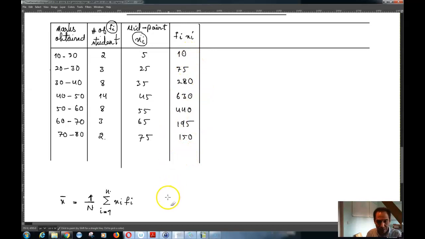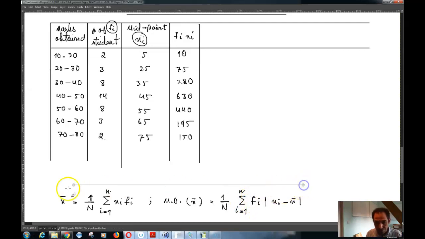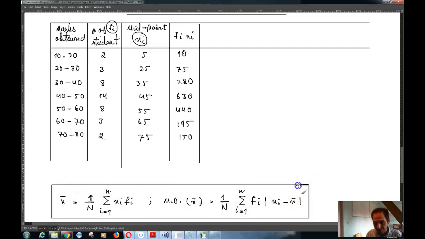And once you calculate that, the mean deviation about the mean is going to be equal to 1 over n sigma of f of I times the absolute value of x of I minus x bar, as I goes from 1 to n. So these are the two formulas that you have. Based on these formulas, you need x of I times f of I, which we have already calculated, and then we need to calculate the sigma of that. So let's do that here, and then we will see about the rest of the things.